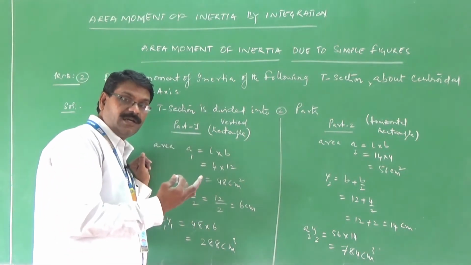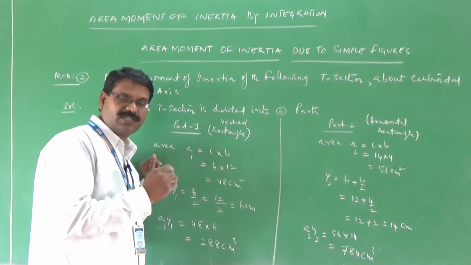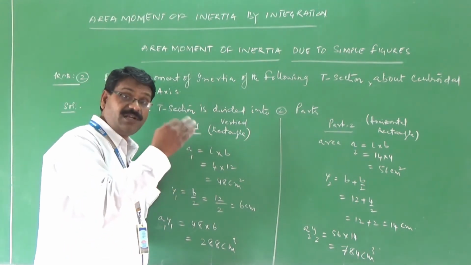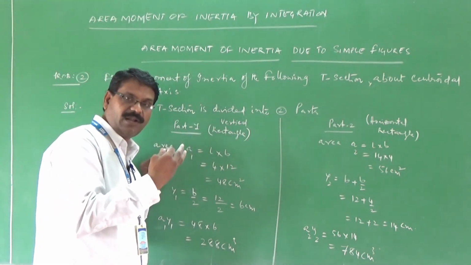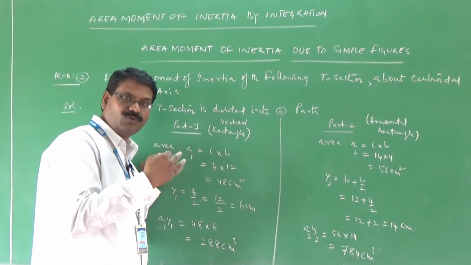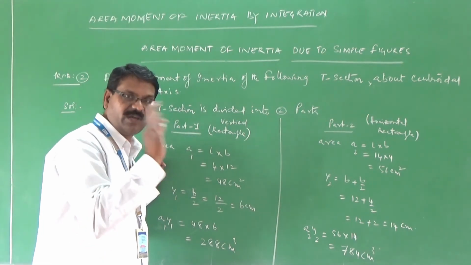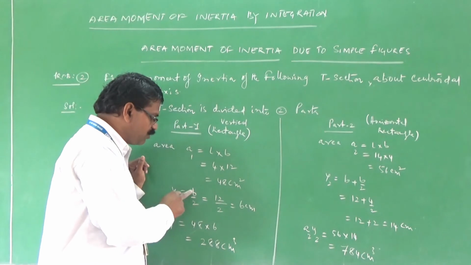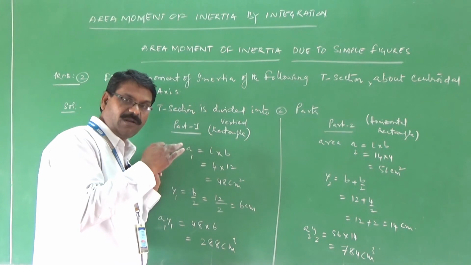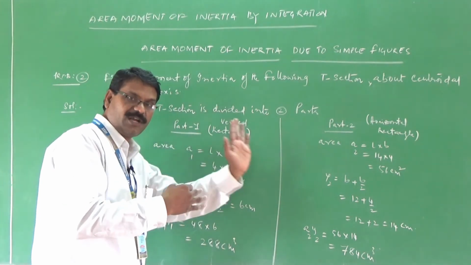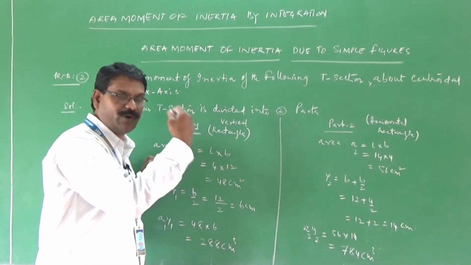Similarly, how to find the coordinates of y1? Here in this particular T section, we need not find x coordinates, we need to find only y coordinates. Why? The given T section is symmetric to y-axis, hence x bar is equal to 0. Once x bar is equal to 0, there is no need of finding x coordinates, we need to find only y coordinates. For all x coordinates, we move from left hand side to right hand side, and for finding y coordinates, we move from downward direction to upward direction.